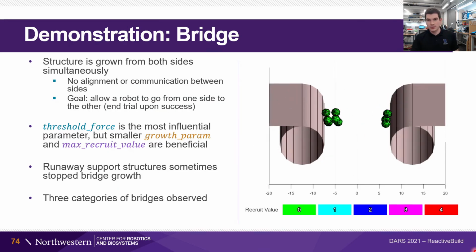The final structure we're talking about today is the bridge. And so with the bridge, it's a bit different since the goal here is to have one robot go from the left side to the right side or vice versa. And so for this, there was no alignment or communication between sides. And the only special thing about this experiment is that robots on the left are targeting a location on the right. Robots on the right are targeting a location on the left. Otherwise, there are no special behaviors for the robots to build this bridge.